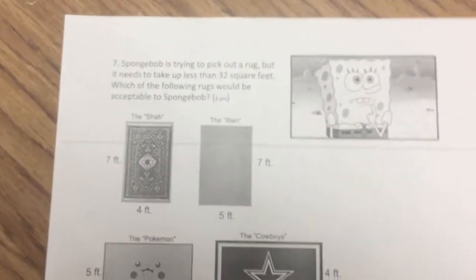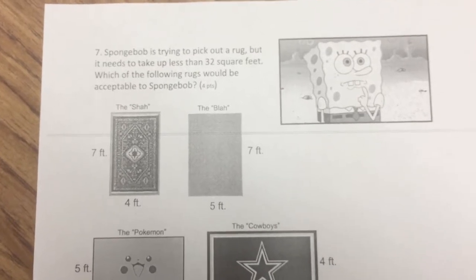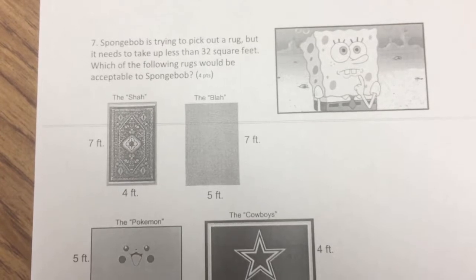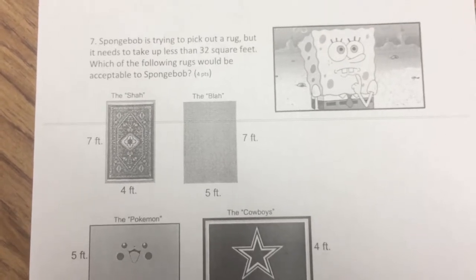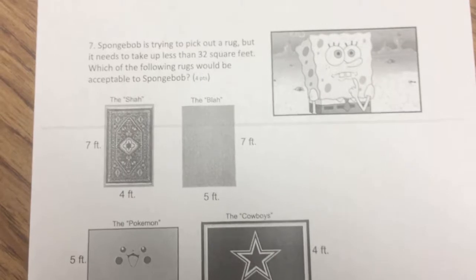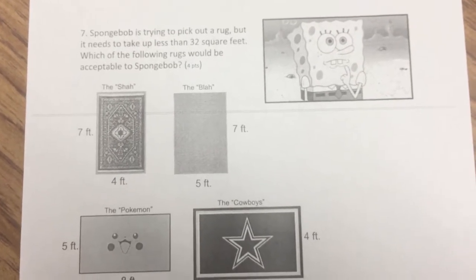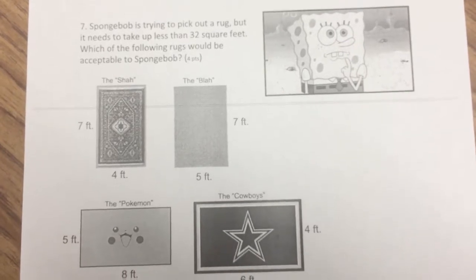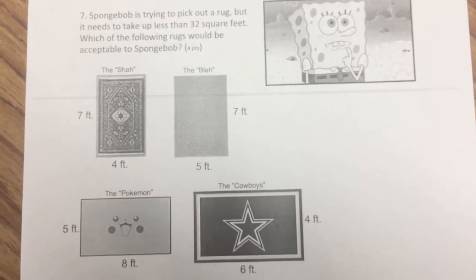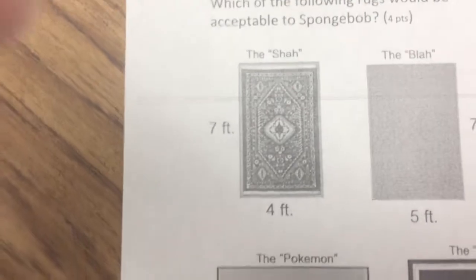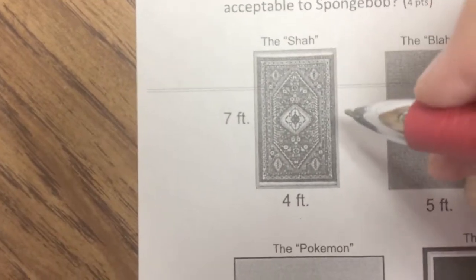Here's a problem. Let's see. SpongeBob is trying to pick out a rug. Those are all rugs. But it needs to take up less than 32 square feet. Which of the following rugs would be acceptable to SpongeBob? It's worth 4 points, so it's worth a good deal. So all of these have measurements. So really, if I understand area, I know I can quickly find the measurements. 7 times 4 is 28 square feet.